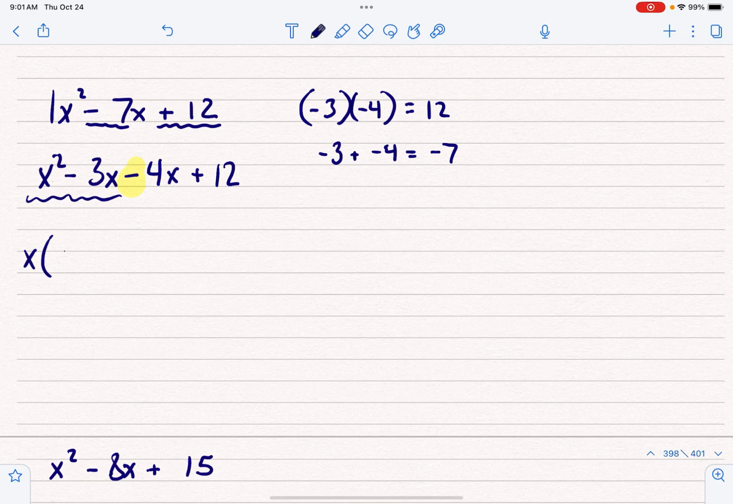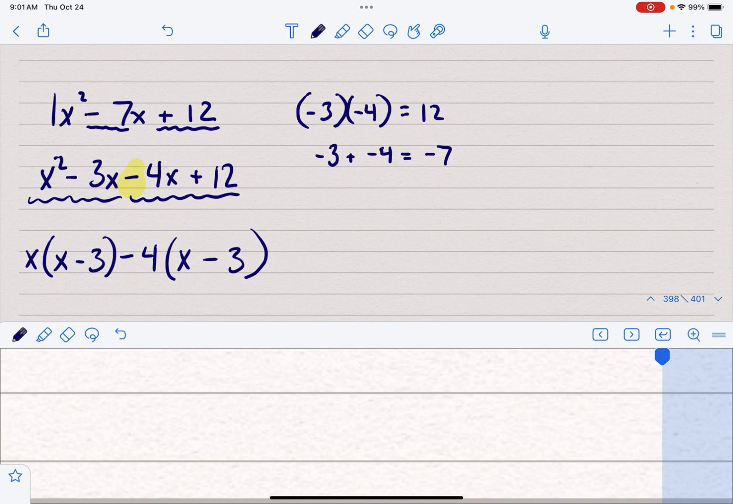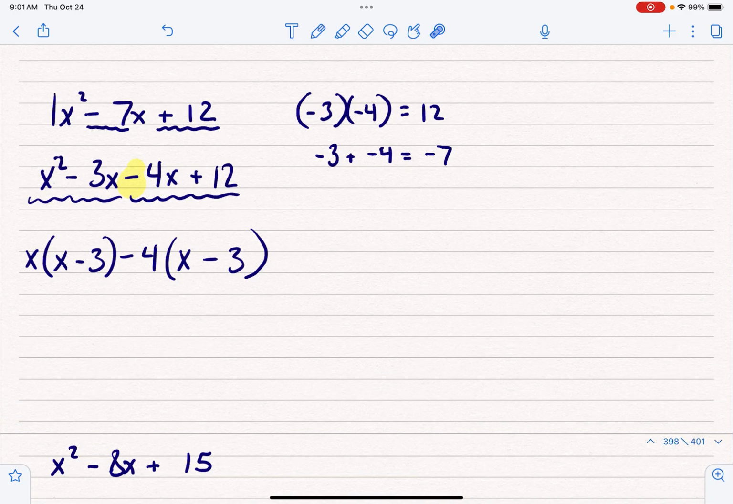Just an x, which leaves me with x minus 3. And then the next two terms, what do they have in common? The answer is negative 4, which will leave me with x minus 3. You might say, wait, why minus 3? The minus 3 is because a negative 4 times a negative 3 gives me a positive 12. So that's why I always have to factor out that negative. If there's a negative in the middle here, I always bring that out, always.